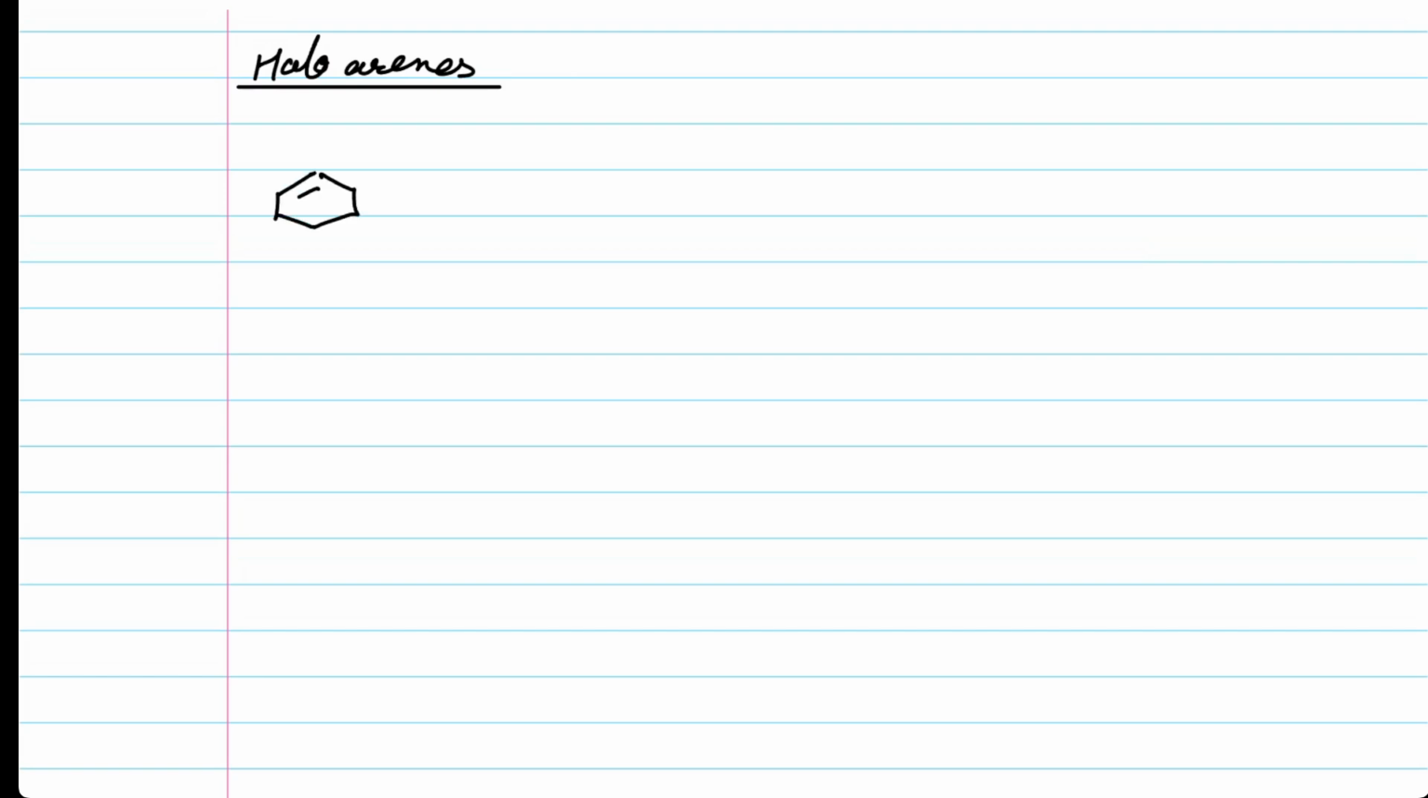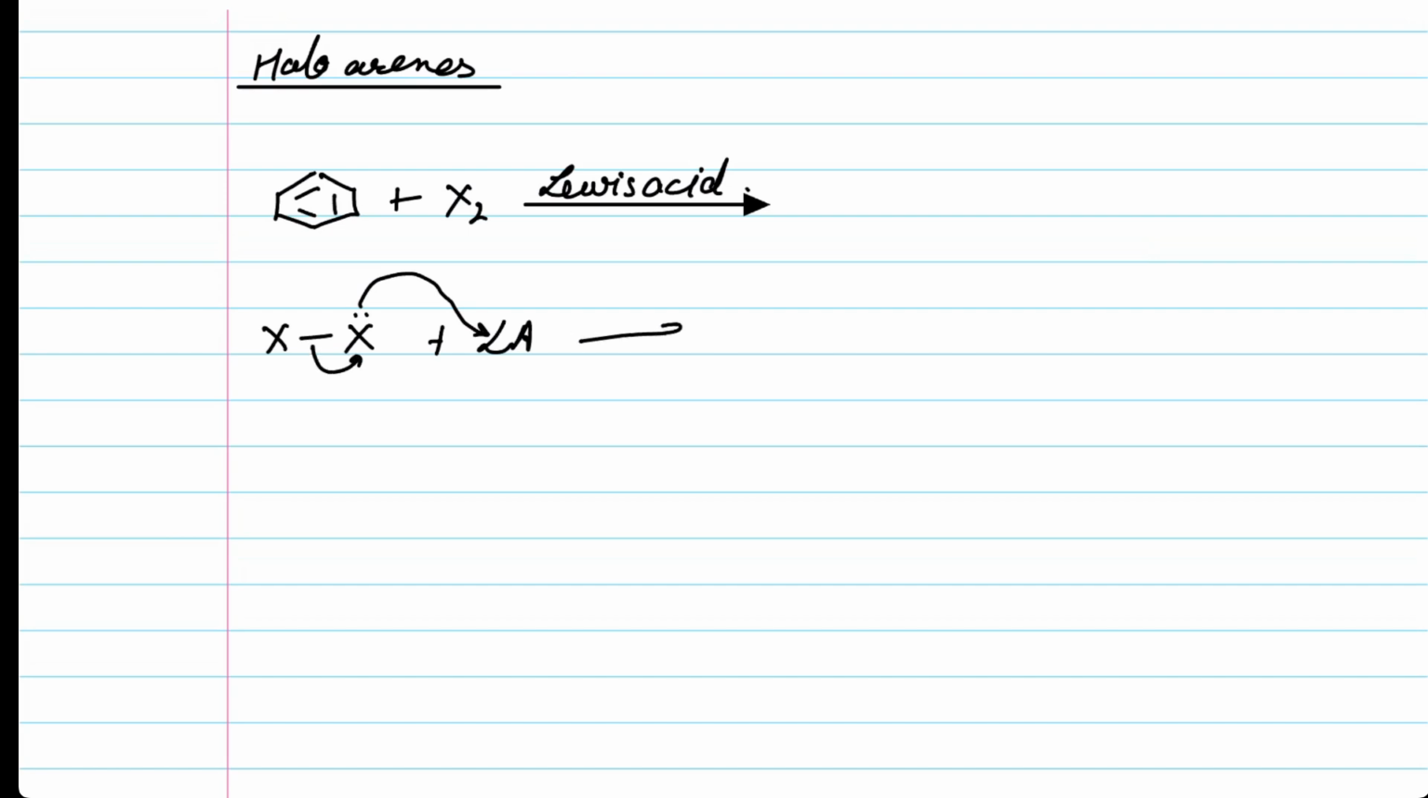Now, benzene can be converted into the haloarenes by simply reacting with the halogen in presence of a Lewis acid. The Lewis acid is going to react with the halogen and convert it into an electrophile. It's going to pull away the electron cloud from halogen, getting converted into X plus, that is a halonium ion, along with the XLA minus. Now, this happens to be the electrophile.